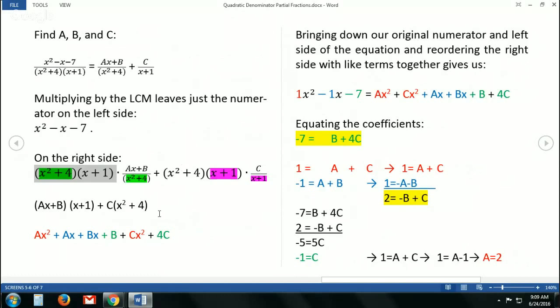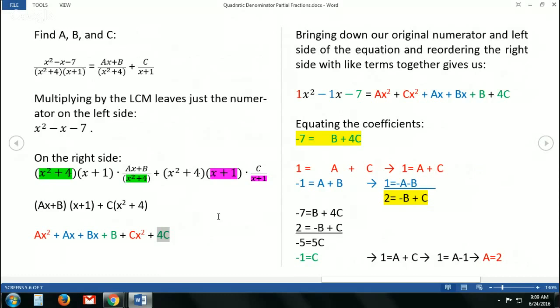Now, once we get ready to do our multiplication, remember the front part is binomial times binomial. So ax times x makes ax squared. Ax times 1 made ax. B times x makes bx. And then b times 1, the last one's made plus b. Let's distribute on the back. C times x squared gives me cx squared. C times 4 gives me 4c.